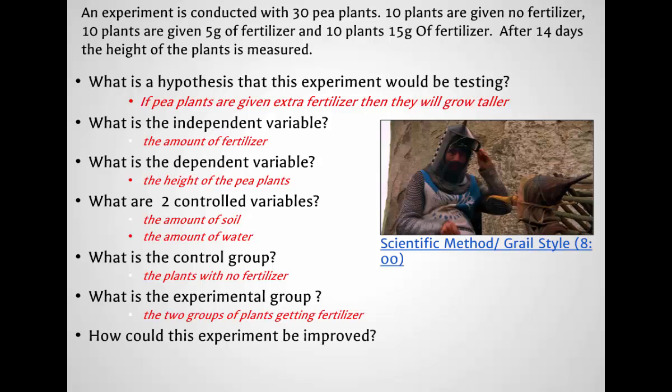How can I make this a better experiment? How can I improve on its validity? Get more plants. Use more plants, a greater sample size. 20 in each group would be better. 50 would be even better.